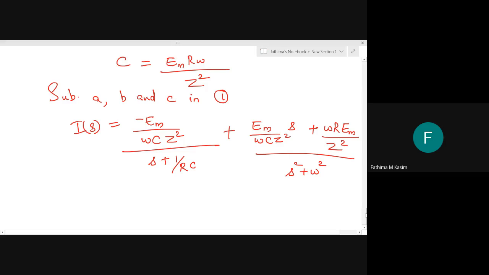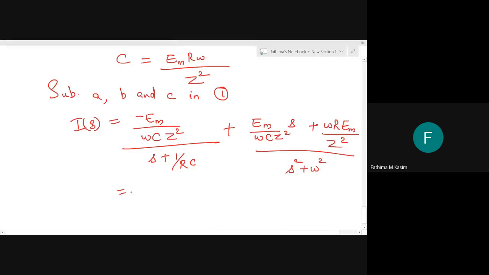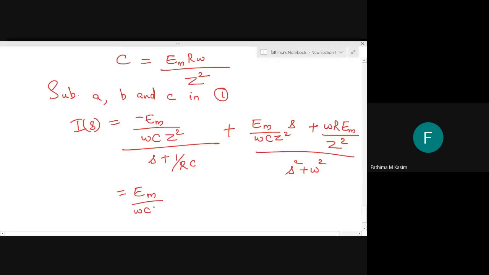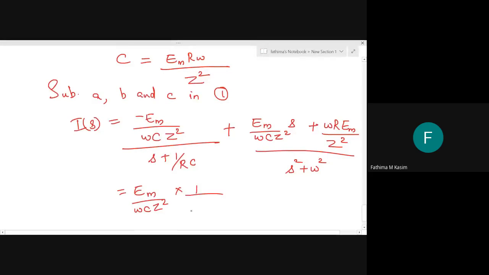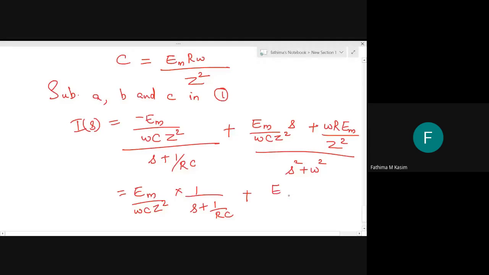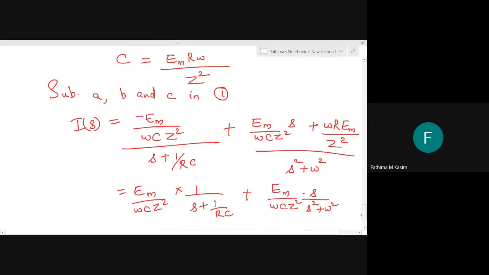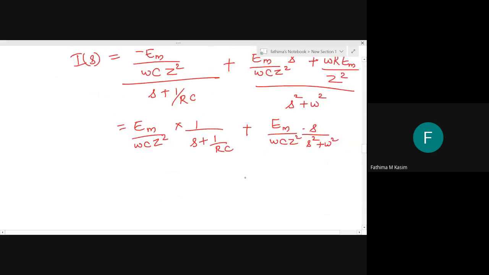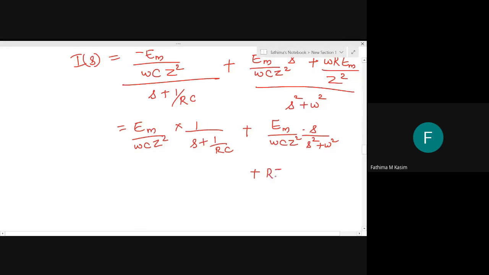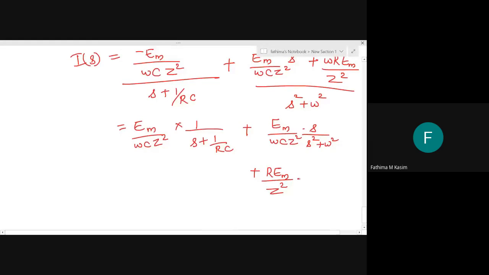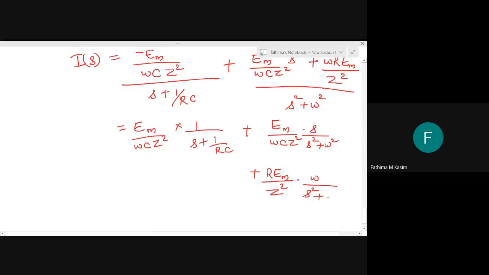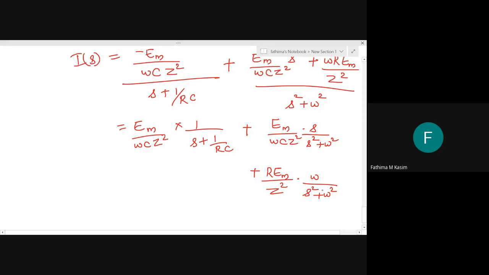So this can be written as minus Em by omega C Z square into 1 by S plus 1 by RC, plus Em by omega C Z square into S by S square plus omega square, plus R Em divided by Z square into omega by S square plus omega square. Okay, now we can take the inverse Laplace transform.